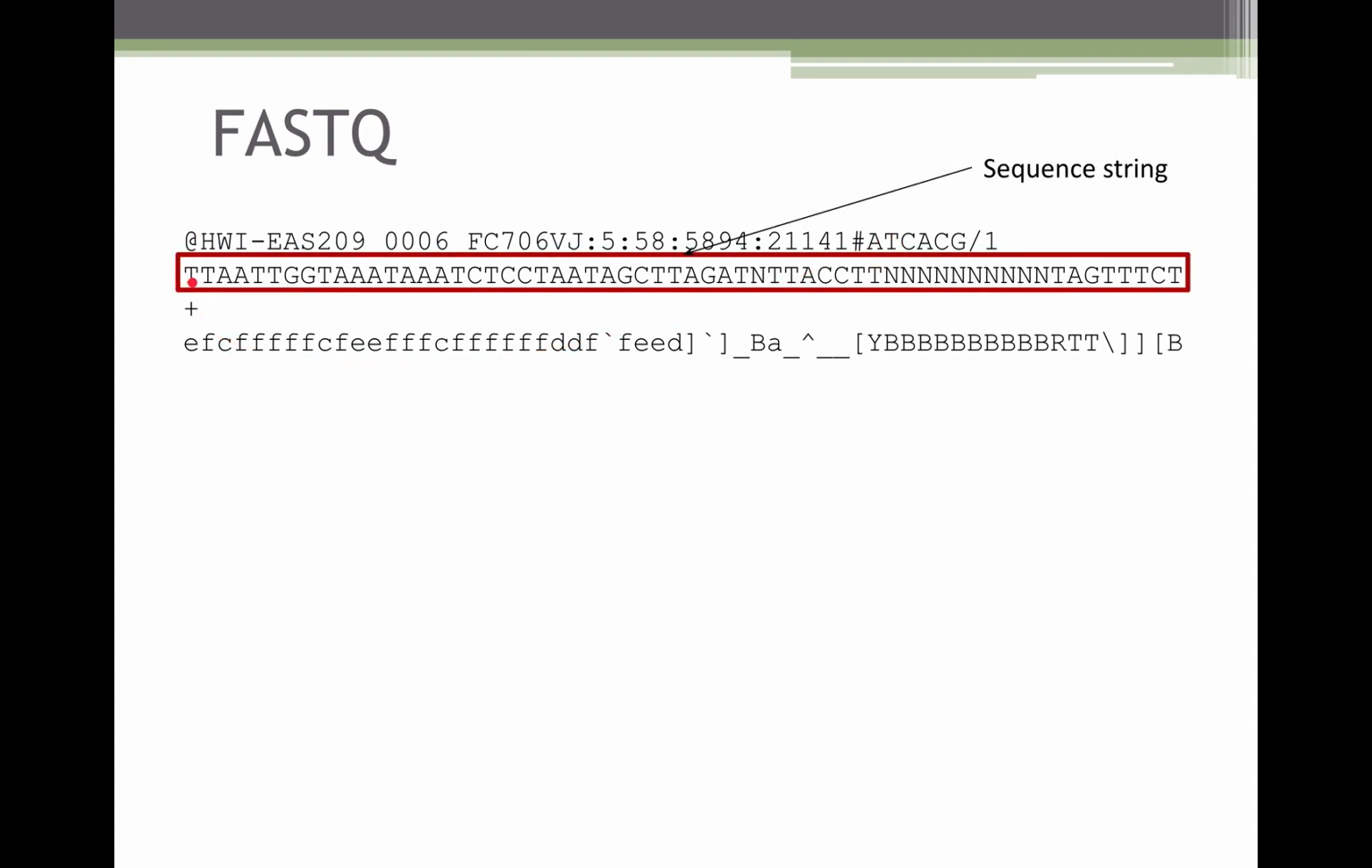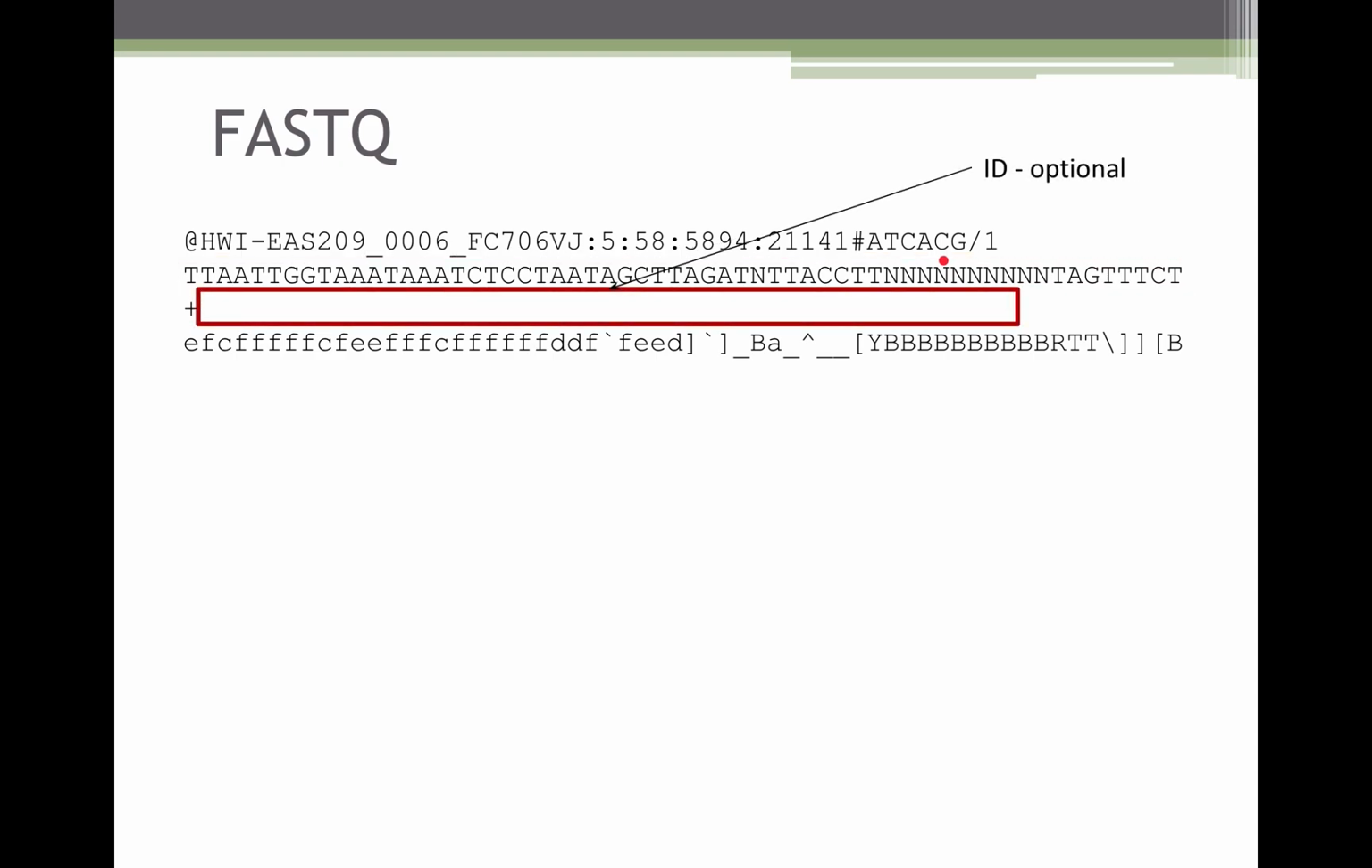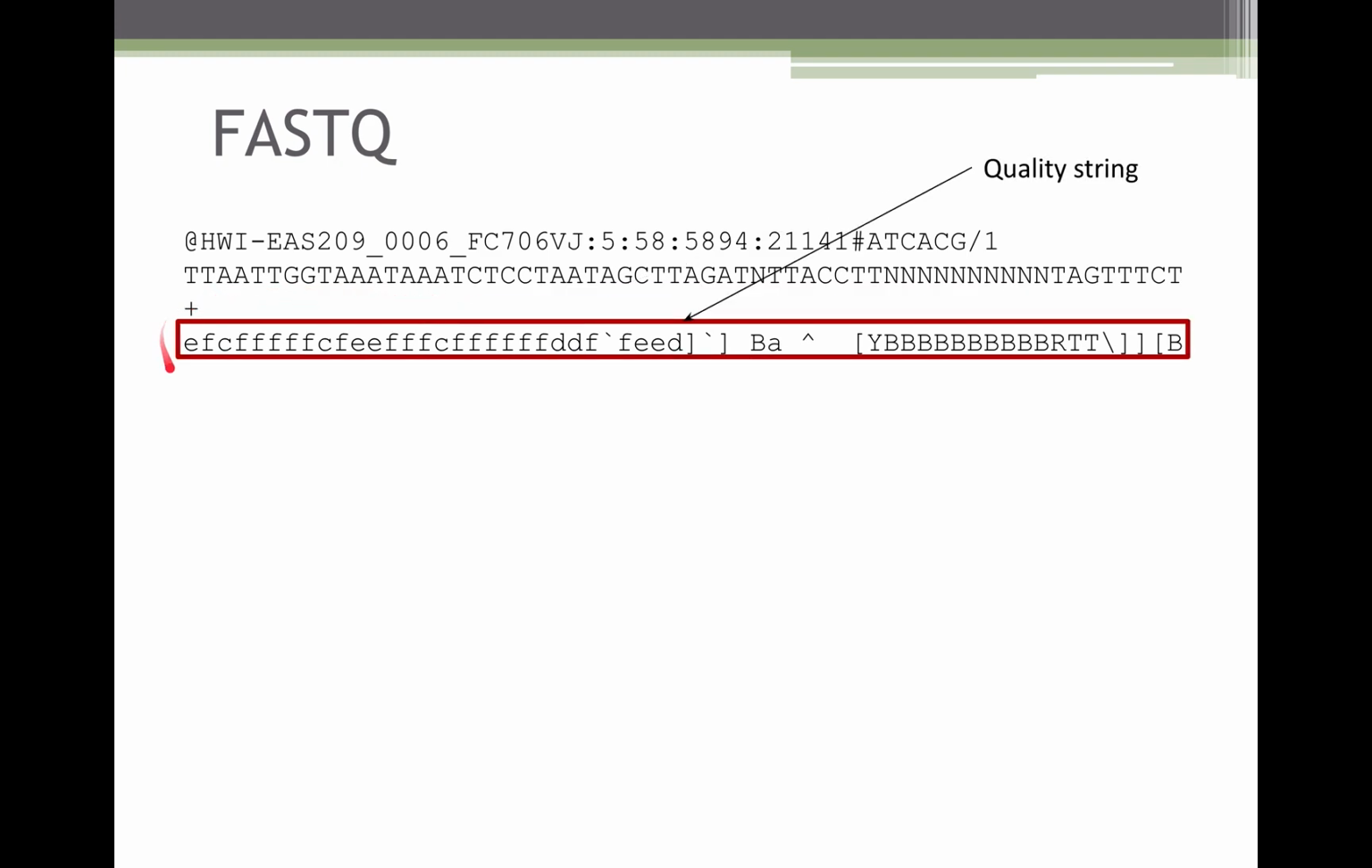Second line contains the actual read sequence in the form of ATGC, and where the letters could not be identified as one of the 4 nucleotides, you have an N there. And then the third line is generally an empty line that starts with a plus sign, and it's just an optional space in the format to store any additional information. The fourth line is the quality string. So in this line, you have these different characters, and each character represents some quality that corresponds to the base pair at that position.